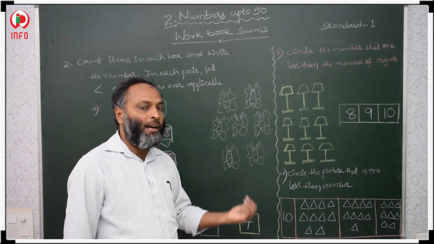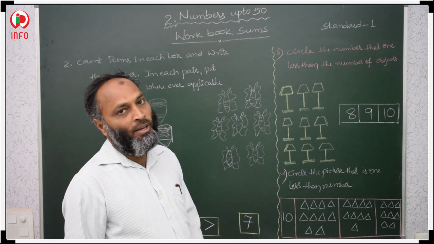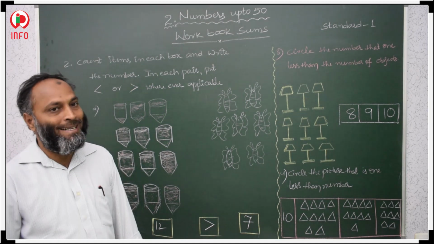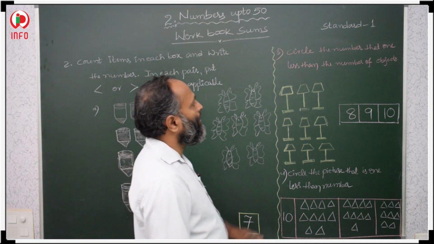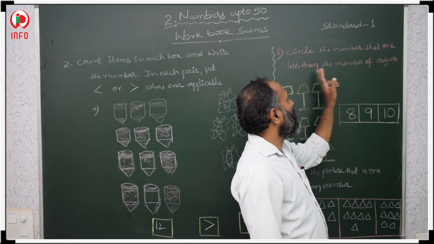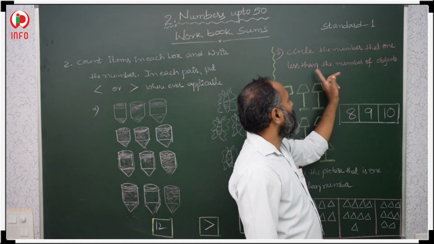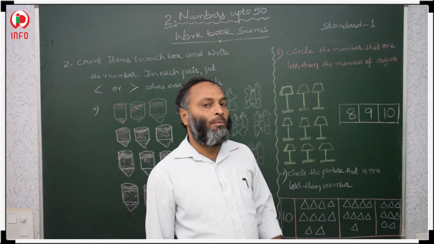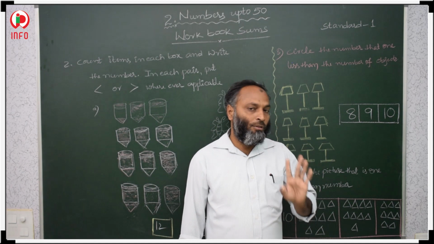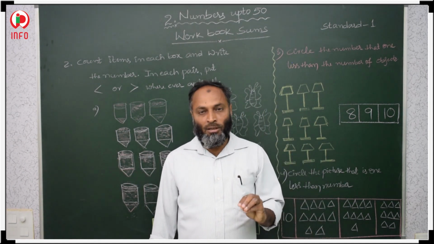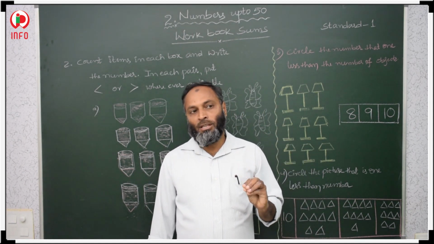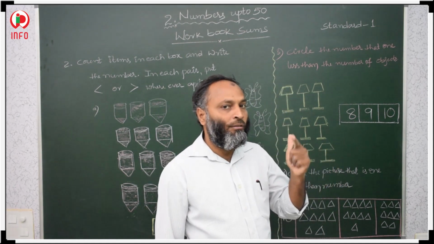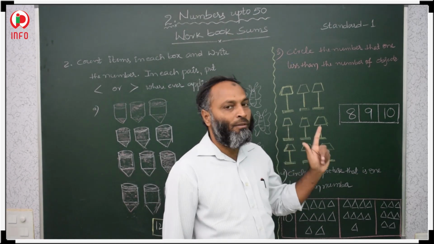If greater than is there, greater than. If less than will come, then we keep less than. One more question is there. That question is your home assignment. Next, third question. Circle the number that is one less than the number of objects. First, what we have to do? First, we have to count the number of objects. After counting, we have to make one less. After making one less, whatever number comes, that number we have to circle.